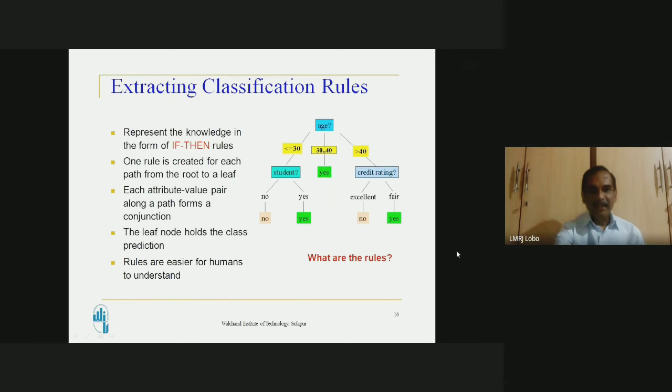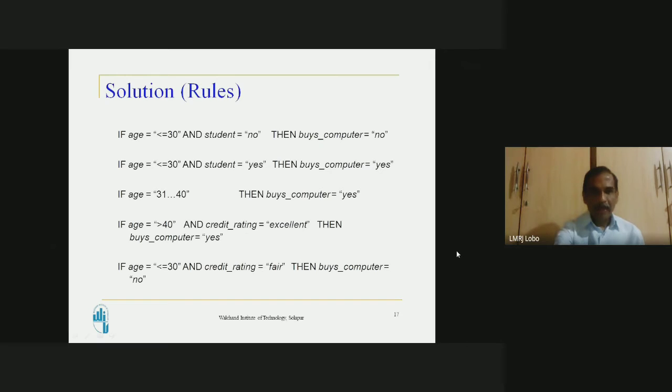We could extract the classification rules by building our particular decision tree, and we represent the knowledge in the form of if-then rules here. The leaf node holds the class prediction finally, and rules are easier to understand by human beings. The solution rules look like this. They are in the if-then form.